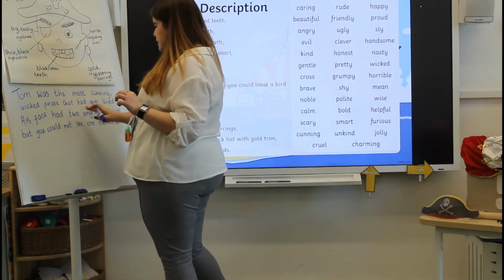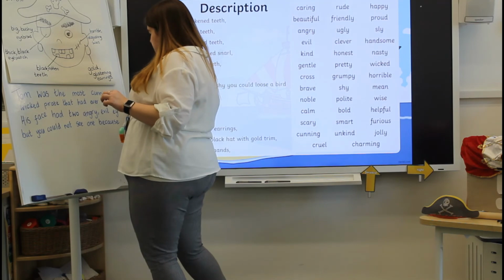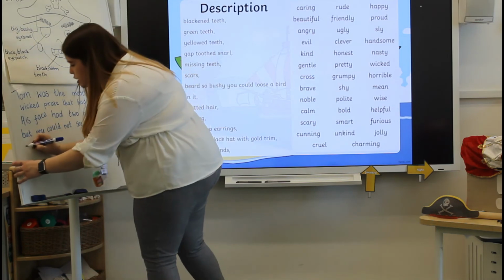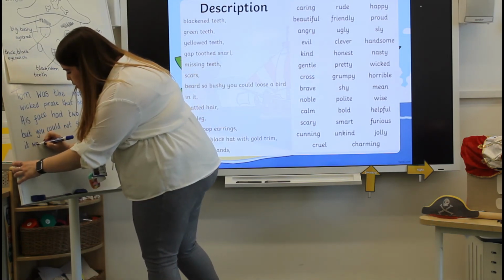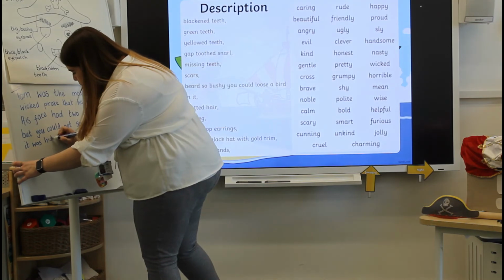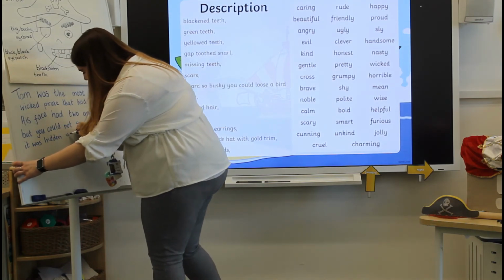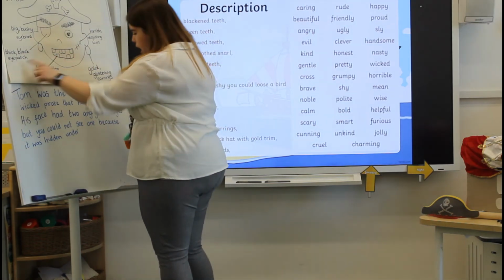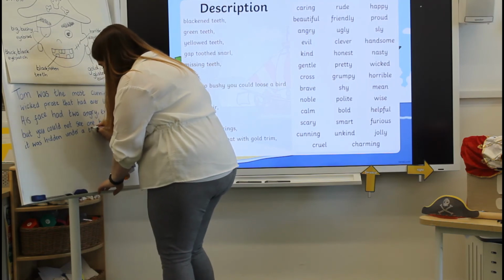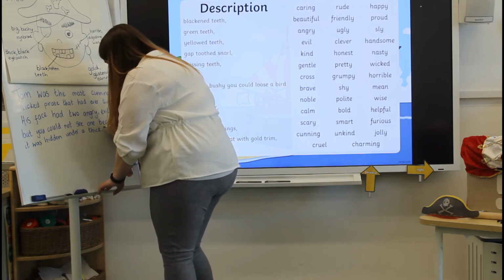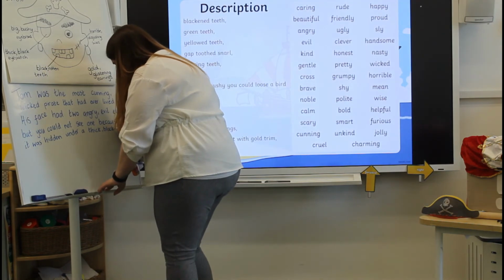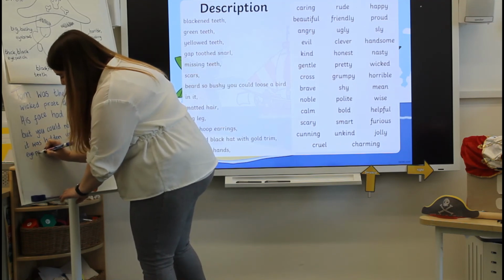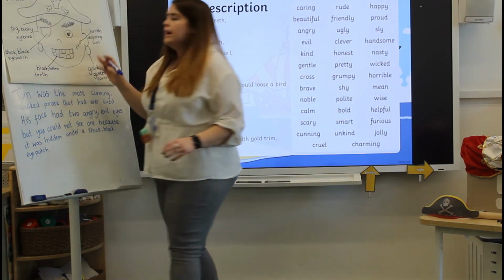So, his face had two angry evil eyes. Oops, made a mistake. Eyes. But you could not see one because it was hidden under. How did I describe my eye patch? He was hidden under a thick black eye patch. A thick black eye patch. Okay. I've now described his eyes.